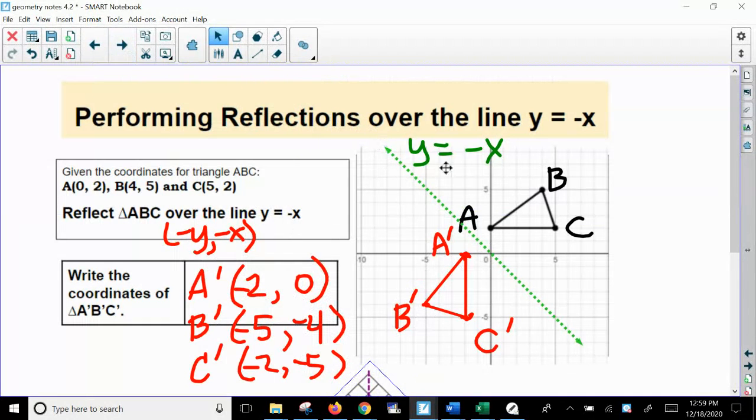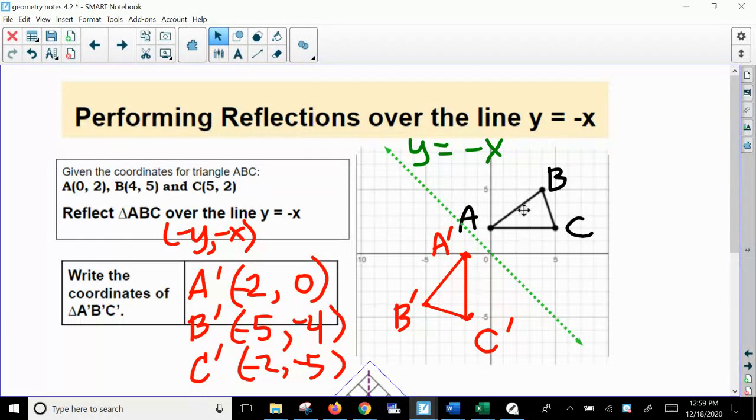For the line y equals negative x, remember it's a slanted line with a negative slope, going through 0 on the graph. The rule is (x, y) becomes (negative y, negative x). That means your x and your y switch places and you change the signs of everything. So I use the rule for my coordinates, but here is my graph.